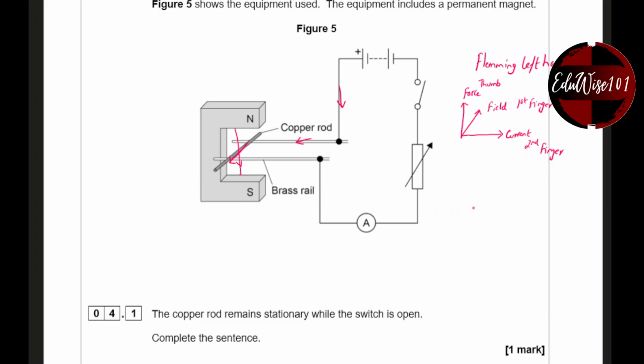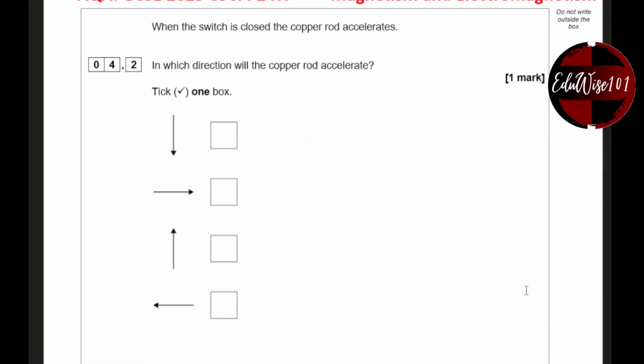So if I was to draw the same diagram, right, this is my thumb, the field, and that's the current direction. So you can see that there's a force pushing the rod outwards. So the answer is number 2.